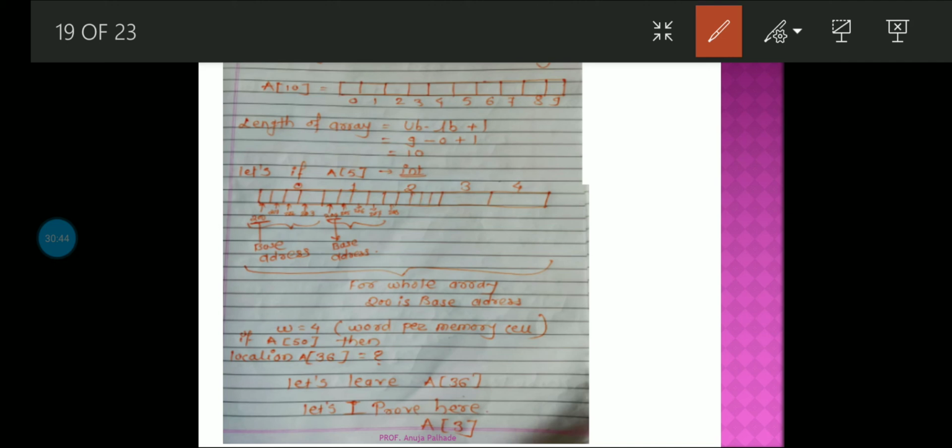Now the base address is 200, and how many words per size is here? 4 words per size is here, meaning 4 is equal to W. So for the whole array, 200 is the base address here. So W is equal to 4 words per memory cell. Now if A of 50, then find out A of 36.